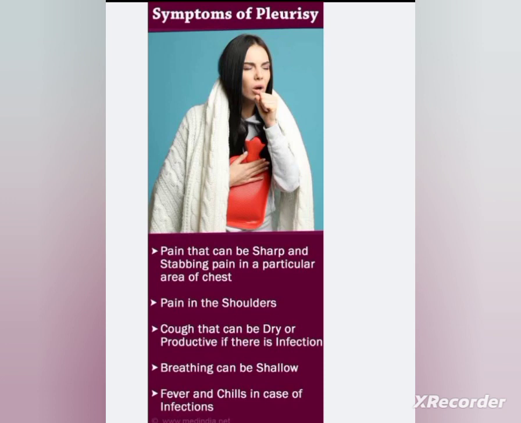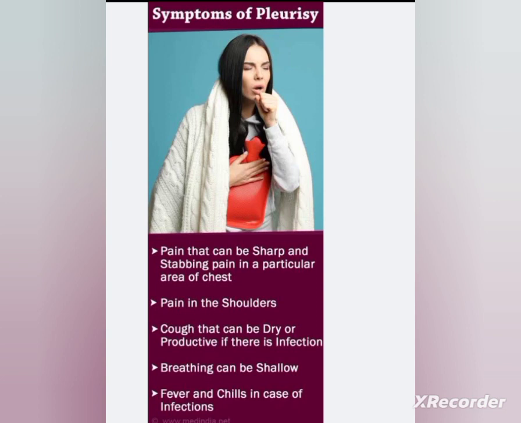Next one, symptoms of pleurisy. Symptoms of pleurisy include sharp and stabbing pain in a particular area of the chest, then pain in the shoulders, cough that can be dry or productive if there is infection, shallow breathing, then fever and chills in case of infections.